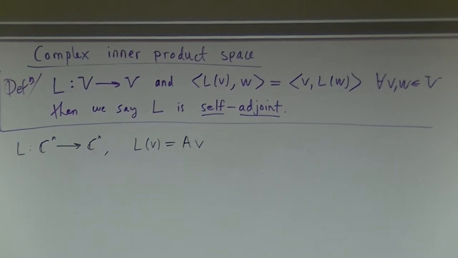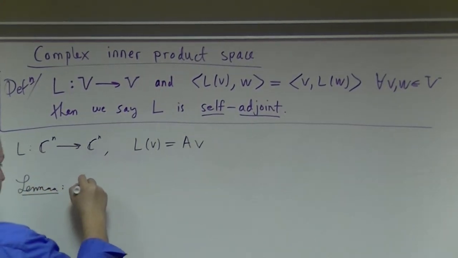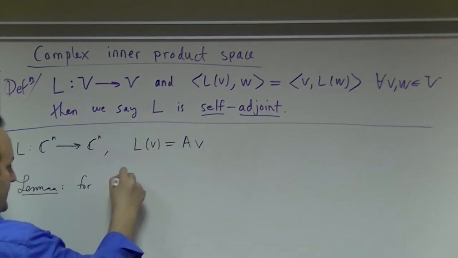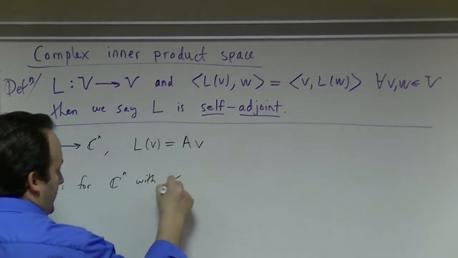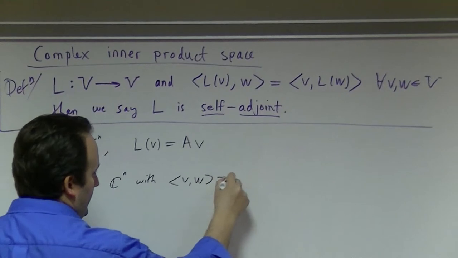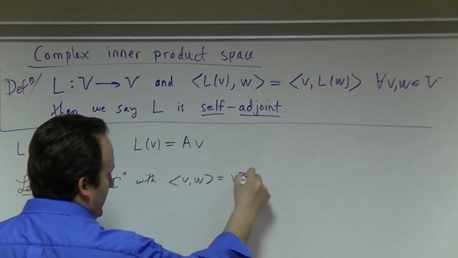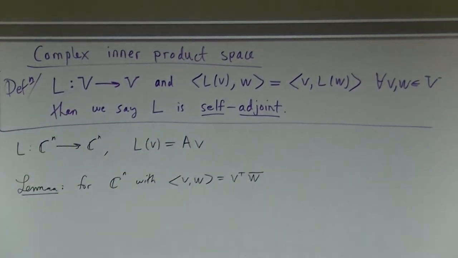But before I tell you that, I'm going to prove a little lemma. Here's a little lemma, the analog of the lemma I just did, for Cn with V, W equal to V transpose W conjugate. In other words, the standard Hermitian inner product.